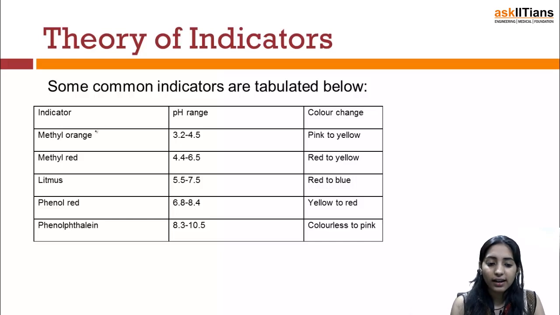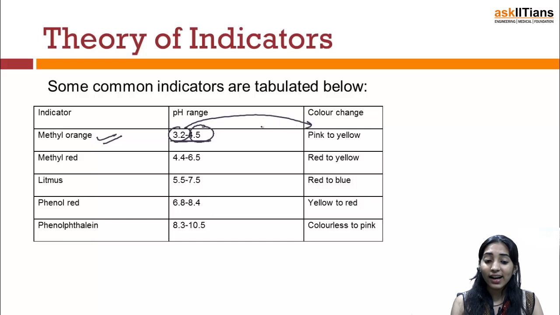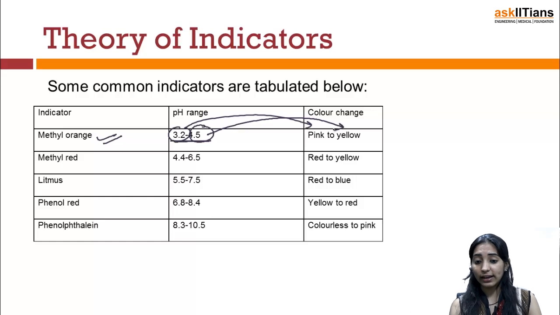We say that methyl orange is an indicator which has a working pH range of 3.2 to 4.5. From the range 3.2 to 4.5, methyl orange is nearly pink in color at pH equal to 3.2, and at pH equal to 4.5 it is yellow in color. So if methyl orange is changing color from pink to yellow, we can say that at that particular point the end point has already come because the indicator is changing its color.